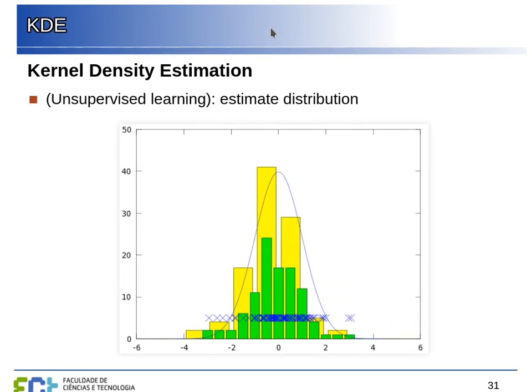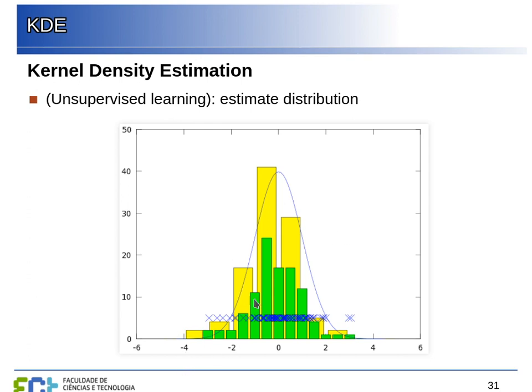Okay, another kind of lazy learning method, also based on kernels, is kernel density estimation. In this case, this is an unsupervised method. So we are not trying to predict some label that we have on our data. We are just trying to represent or estimate the distribution of the points.